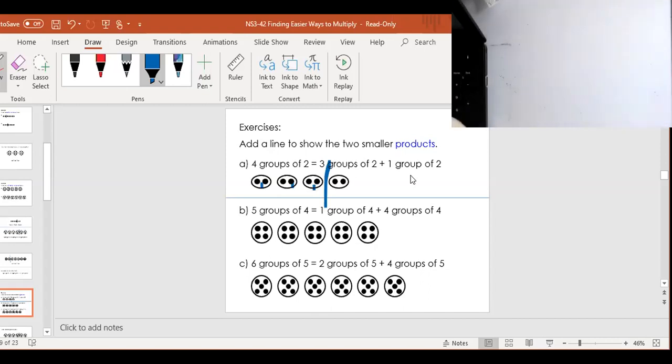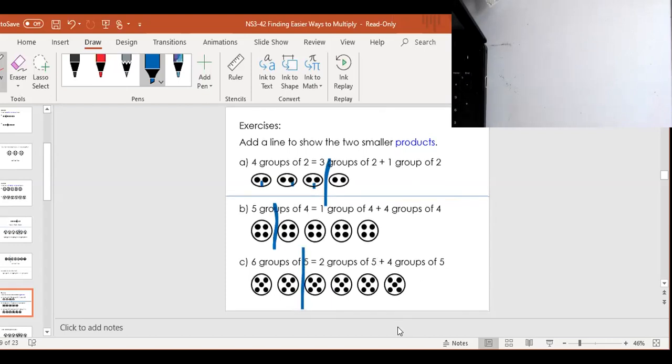Then on this one, 5 groups of 4, there's 5 groups with 4 dots in each group. I have to make it 1 group of 4 and 4 groups of 4. So I'll start here, 1 group of 4, draw my line, 4 groups of 4. Down here, 6 groups of 5, 1, 2, 3, 4, 5, 6. Use my mouse so you can see what I'm doing. I'm now going to make it into 2 groups of 5 and 4 groups of 5. So 2 groups of 5 and 4 groups of 5.